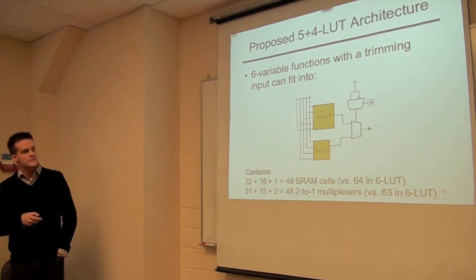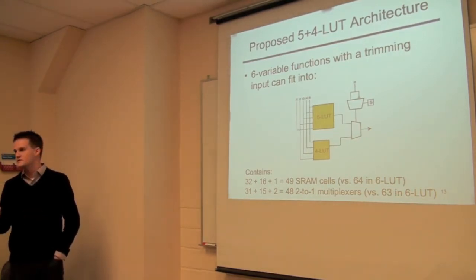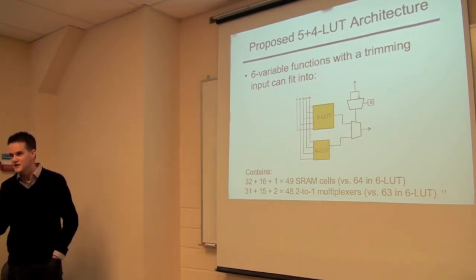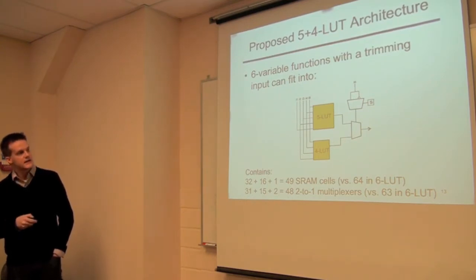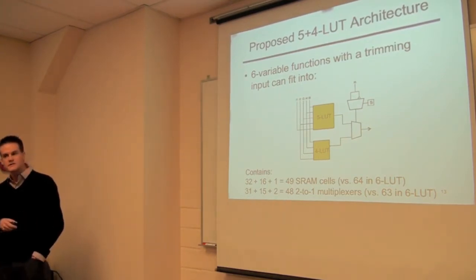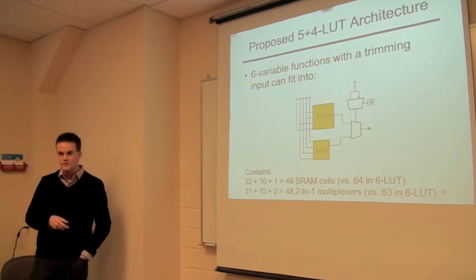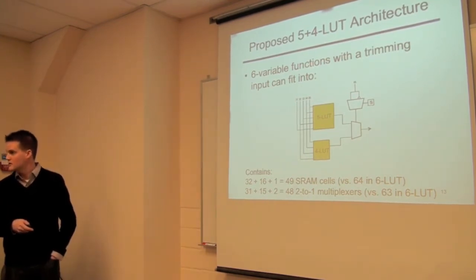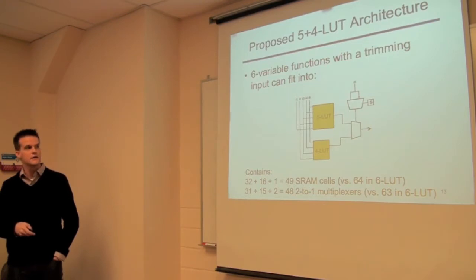The reason we put this optional inversion right here is we don't know whether it's the 0 cofactor or the 1 cofactor that's going to be the small one. And we actually analyzed it. There doesn't seem to be any obvious tilting on that. So in this case, since we have optional inversion, either the 0 cofactor or the 1 cofactor could be the small cofactor. So this is the 5 plus 4 LUT architecture.